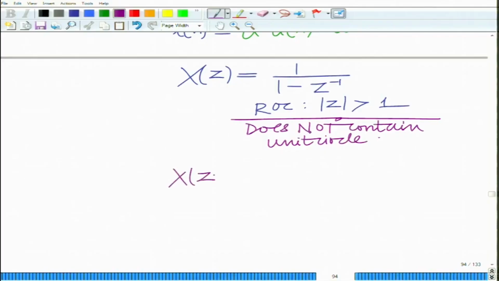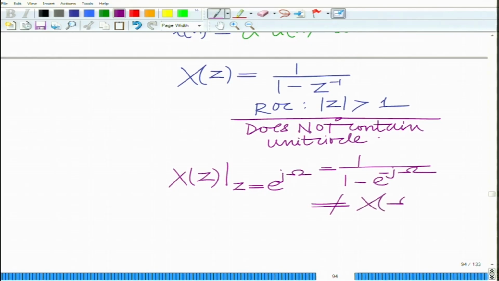Hence, if you take 1 over 1 minus e raised to minus j omega, that is not equal to X of omega. So, the DTFT cannot be obtained for the unit step signal by simple substitution of z equal to e raised to j omega in the z transform, because the ROC does not contain the unit circle.